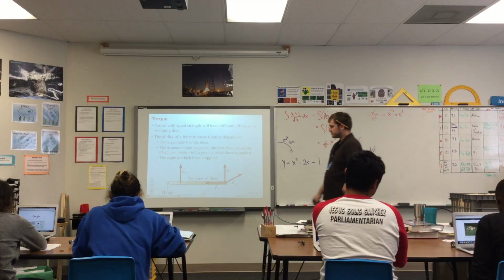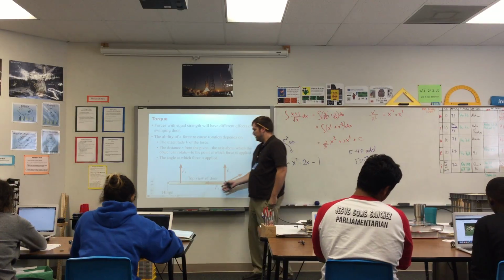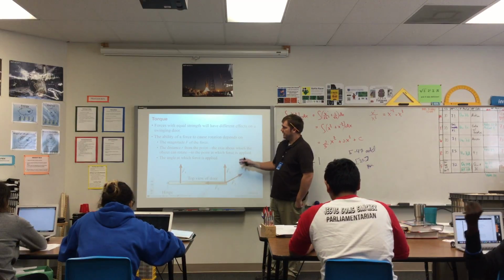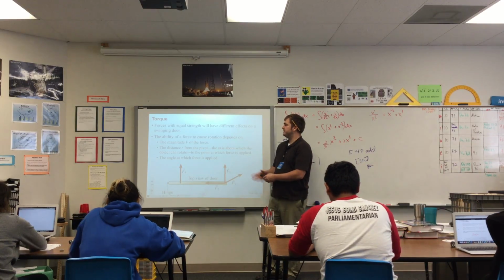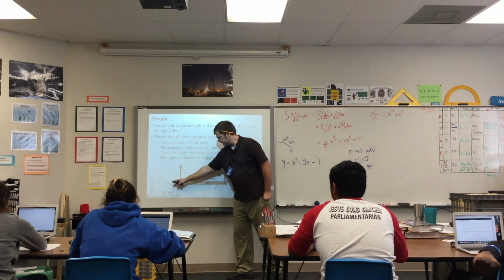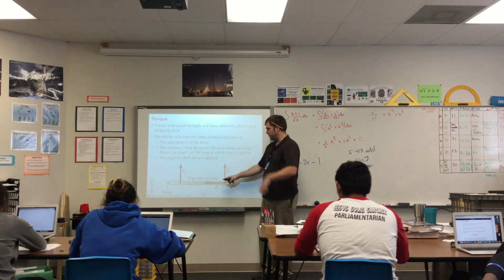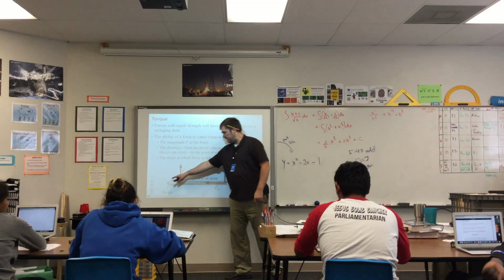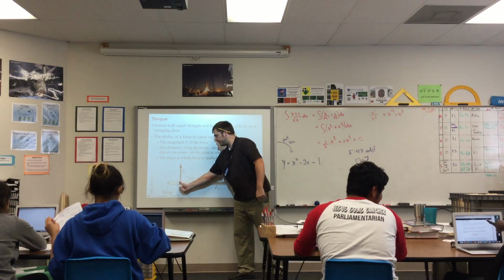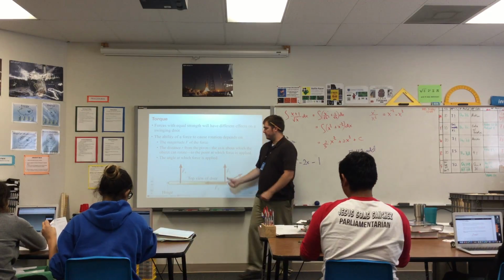Your book talks about this in relationship to a swinging door. It says forces with equal strength will have different effects on a swinging door. So for instance, if you imagine that we're looking down at the top view of a door, and here is the hinge, you could apply a force right here, or you could apply a force right here.